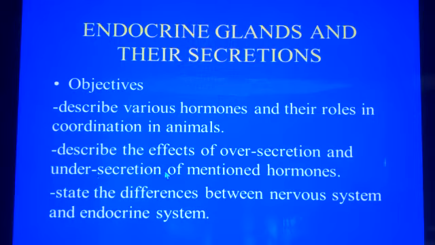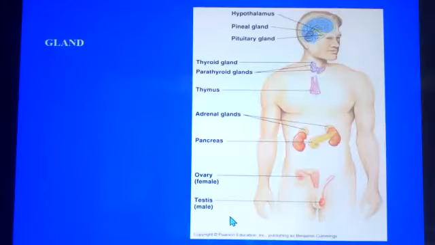And then we look at the specific hormone in question. What are some of the effects of overproduction or underproduction of the mentioned hormones? And then lastly, we'll be expected to look at the difference between the nervous system and the endocrine system, and of course you'll also be expected to look at the similarities between the two.